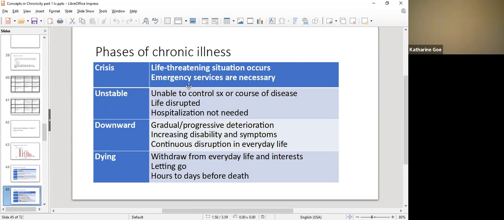Once you hit this set of phases of chronic illness, this is when caregiver burden really increases. And then ultimately, a person's reserves are depleted and the disease takes over, and they enter the dying phase, which is where people typically at this point will withdraw from everyday life and interests, let go of things. There's a period of letting go, and that is not 100% with everybody, but quite often that will happen hours to days before death.